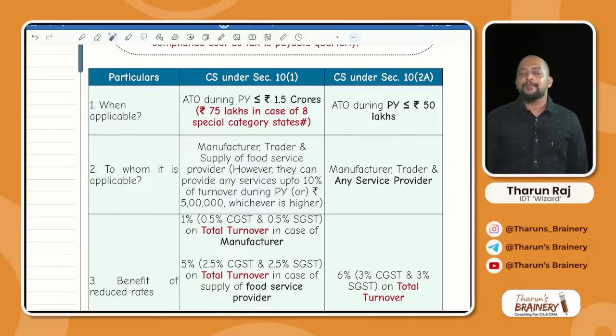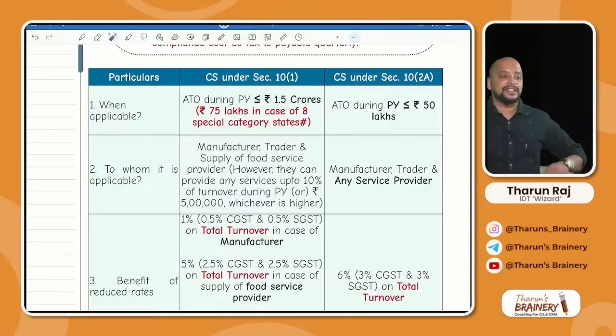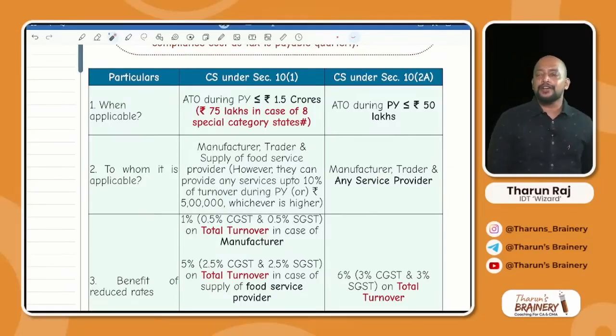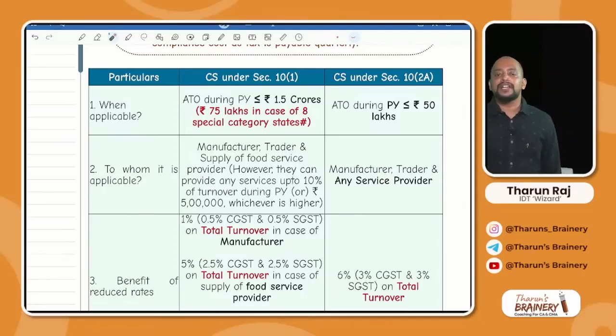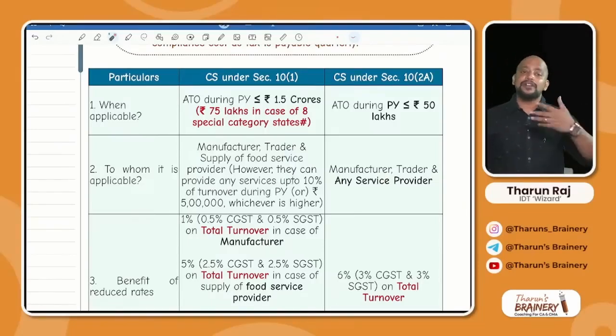Aggregate turnover during the previous year should not exceed 50 lakhs. For 10-1, what is the limit? 1.5 crores or 75 lakhs. But for 10-2A the limit will be 50 lakhs. And for all states it will be 50.